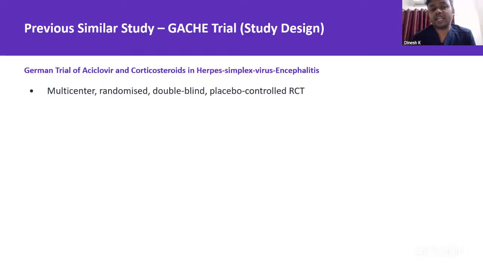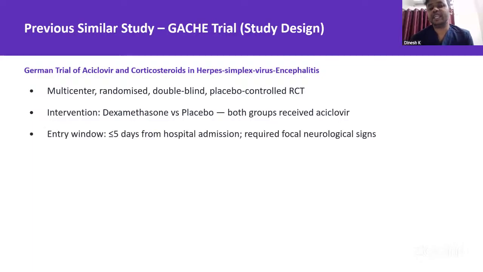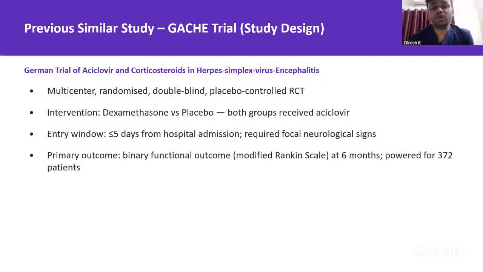It was a multi-center, randomized, double-blind, placebo-controlled RCT. The interventions were dexamethasone versus placebo, and both groups received acyclovir. The entry window was less than 5 days from hospital admission, and the presence of a focal neurological deficit was considered an entry criterion. They looked at the modified Rankin scale at 6 months as their primary outcome. Because of the chosen primary outcome, the total number they needed to recruit was 372 patients.